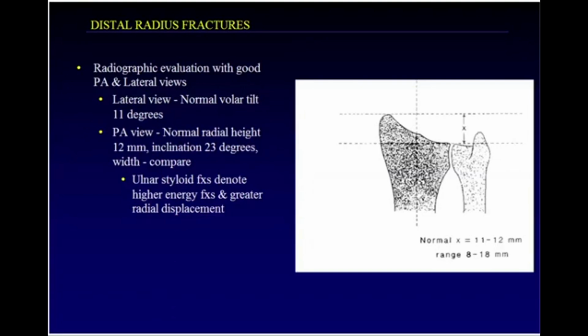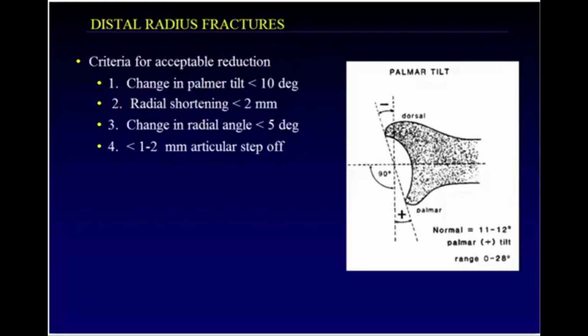This is the radial height here, which is measured from the alignment between the distal radius and the ulnar articular surfaces to the tip of the radial styloid, and your normal radial inclination would be 23 degrees. And you want to compare that often to the contralateral side as a control. If you have an ulnar styloid fracture, that denotes a very high energy trauma to the wrist and greater problems with instability and distal radius fracture displacement.